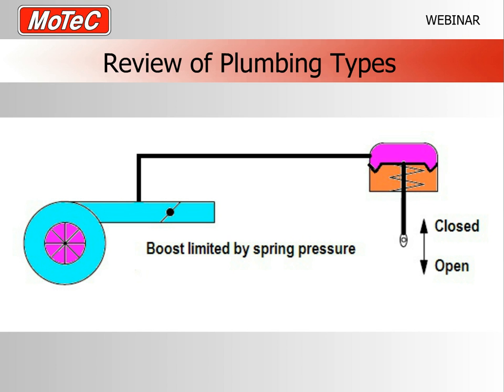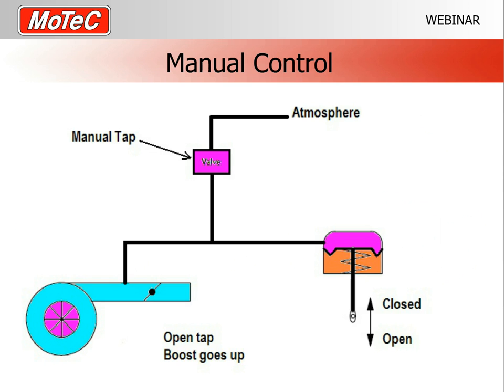Okay, so just briefly, again, from the previous webinar, just did some pictures of some basic layouts, common layouts of boost control. This was the older style boost control, where effectively there was no external intervention, no one adding or subtracting anything to the boost line, and boost is controlled by the spring pressure in the wastegate actuator. In the early days, people put on some manual taps into the boost line, effectively wasting air away from this actuator.